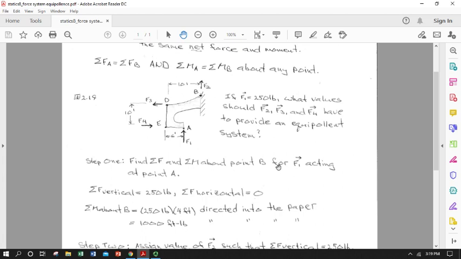There's a way to make your life easy by picking the right points, but it doesn't matter. The worst is you do another bit of math. Okay, for F1 acting at point A.